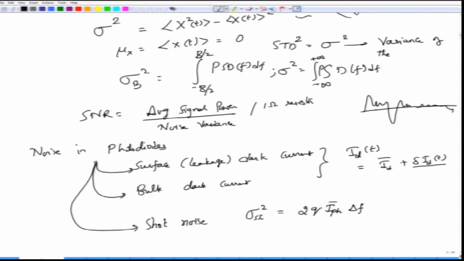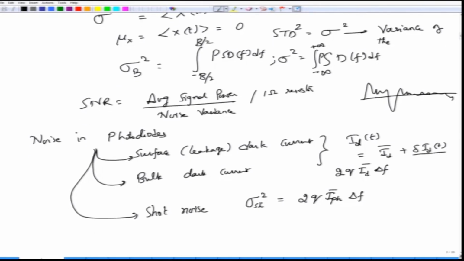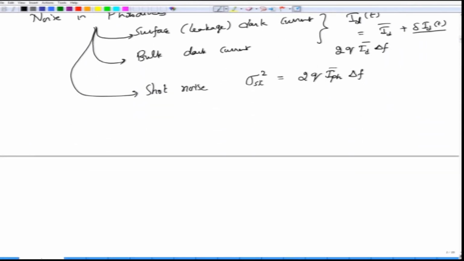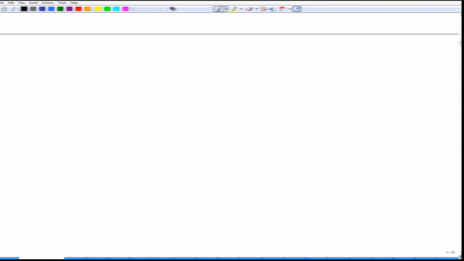Of course, the variance of this delta ID of t process, the dark current process, is also given by 2 q ID bar into delta f. Okay. Delta f being the bandwidth over which you are looking for noise processes. Okay. So, these are the two main noise processes that you get in the photodiodes, but when you put a photodiode inside a circuit in the form of a TIA or a simple load resistor circuit, the load resistor RL will also give rise to an additional noise which is called thermal noise.